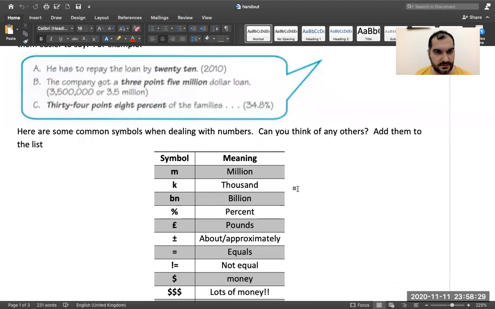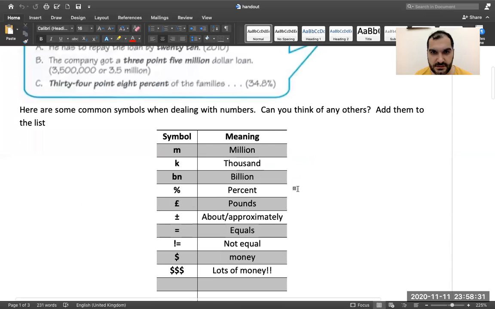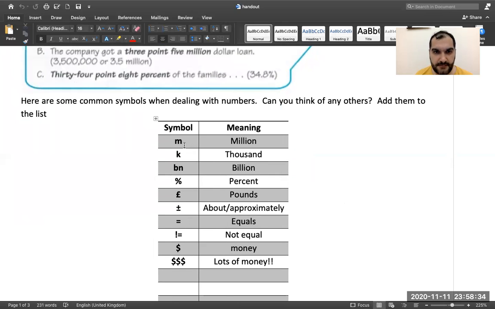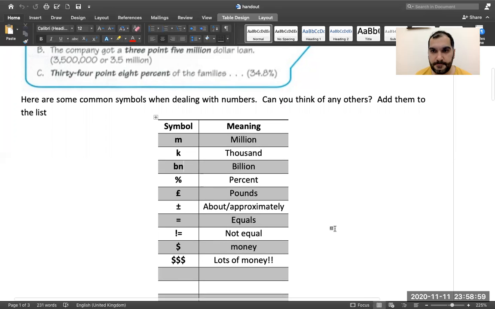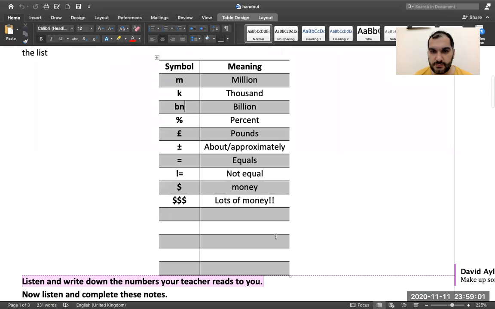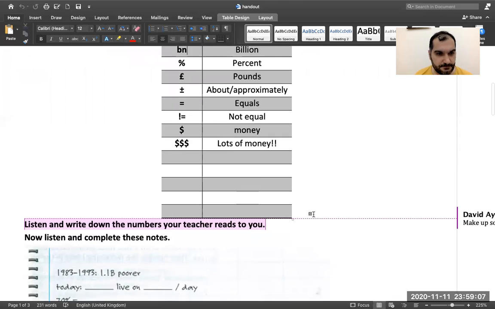You can see some common symbols when dealing with numbers. M signifies million, and K stands for thousand, and you see billion and percent, pounds, about, approximately, and equals, amount to, not equal, and money, and lots of money. If you know more, you can add what you know to this list.